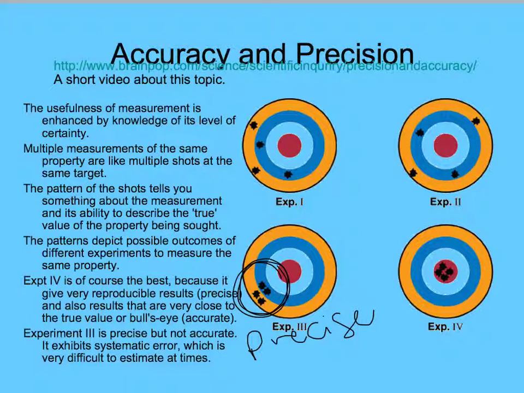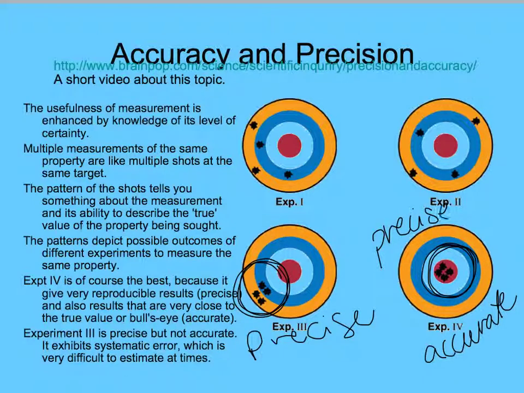Okay, and then for an example of one that is accurate, accurate means it's actually close to the true value. So for this, the true value is the bullseye. That's what we're aiming for. So on number 4 here, those ones that are all real close to the bullseye, those would be accurate. And actually in this case, because they're close to the bullseye and also close together, we could say that it's precise as well. So remember, precise just means they're close together. Accurate means they're actually close to the true value that you were aiming for.